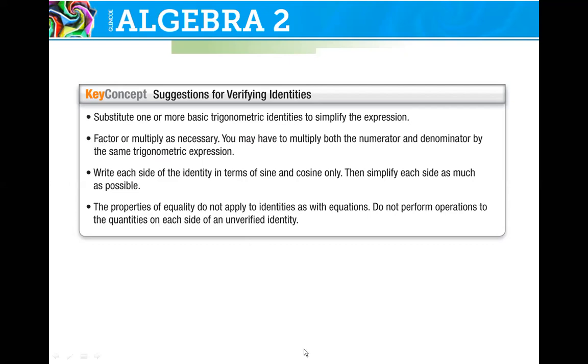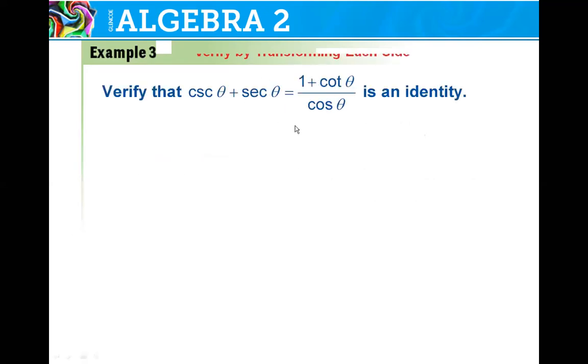Okay, let's start a problem to see. Verify: cosec theta plus sec theta equals 1 plus cotan theta over cosine theta is an identity. I need to verify it's an identity. It means the left hand side equals the right hand side. Let's start to work together.